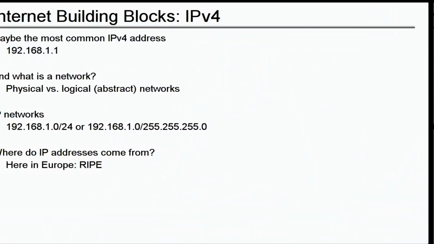This IP address that I put up on the slide is maybe the most common IP address there is, for the new wireless router. These IP addresses consist of 4 numbers, and the 4 numbers range from 0 to 255, and then there are 4 of them, with dots in between is just how we write them.